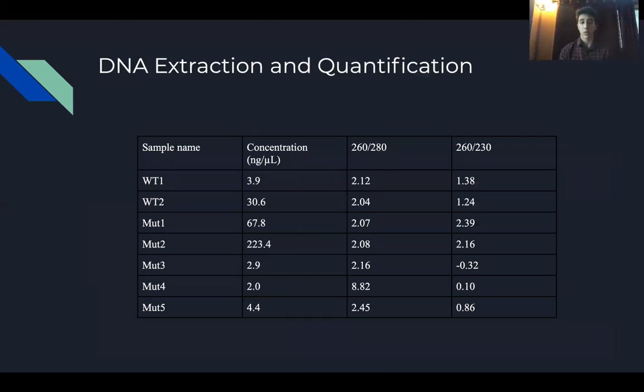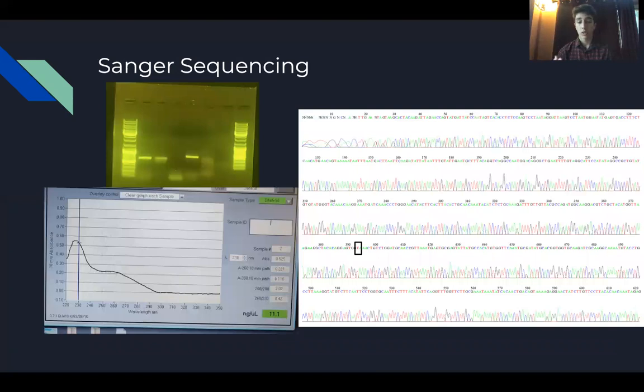As you can see, only mutant 2 really had any meaningful amount of DNA. The rest were much lower. And this would mean that for Sanger sequencing, only mutant 2 would be sent in, which, considering the results of Sanger sequencing, was very frustrating.